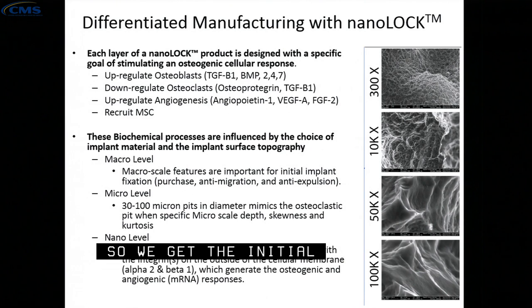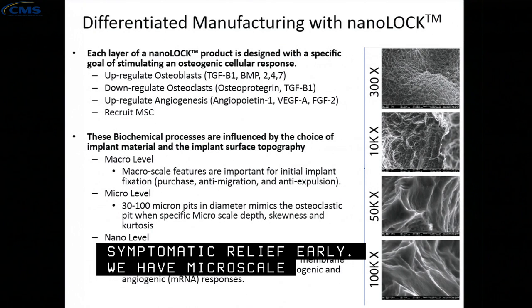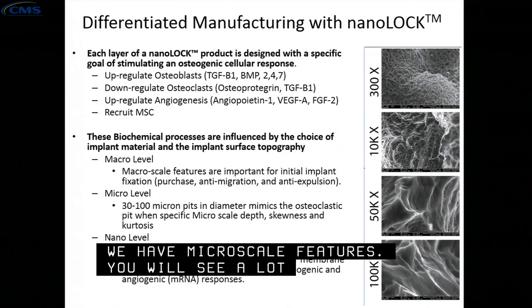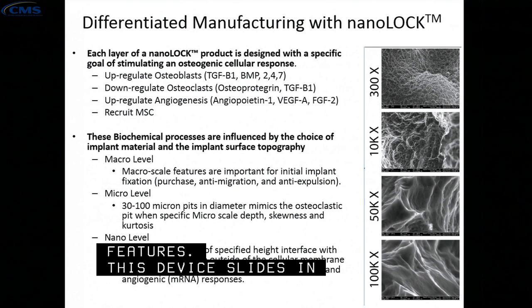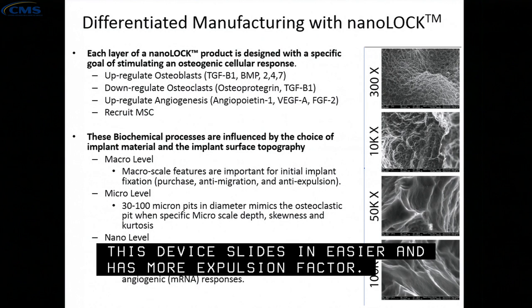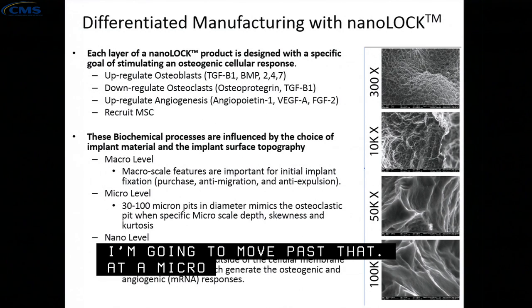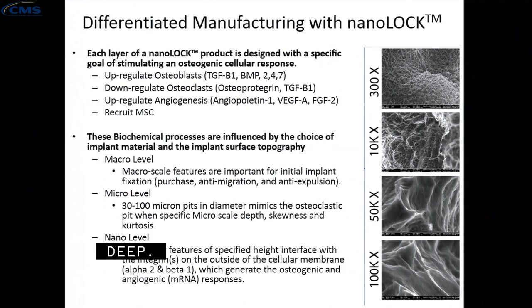So we have microscale features. You'll see a lot of microscale features on most implants. Ours differentiate because the device slides in easier and has more expulsion resistance, but it's not the nanoscale feature that we're looking for from the indication, so I'm going to move past that. At a micro level, you want a pit that's 30 to 100 microns in diameter, roughly 14 microns deep. You want to make sure that you have skewness, kurtosis, depth measures. There's a whole litany of what cells like, effectively, right?